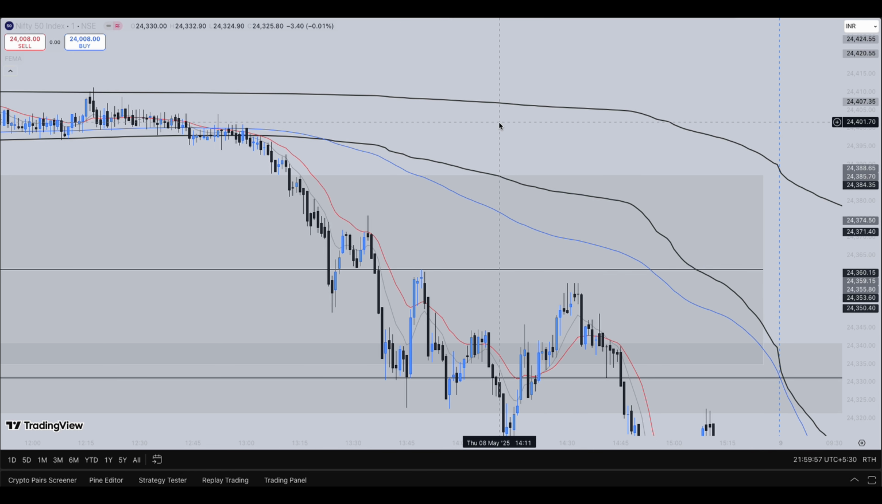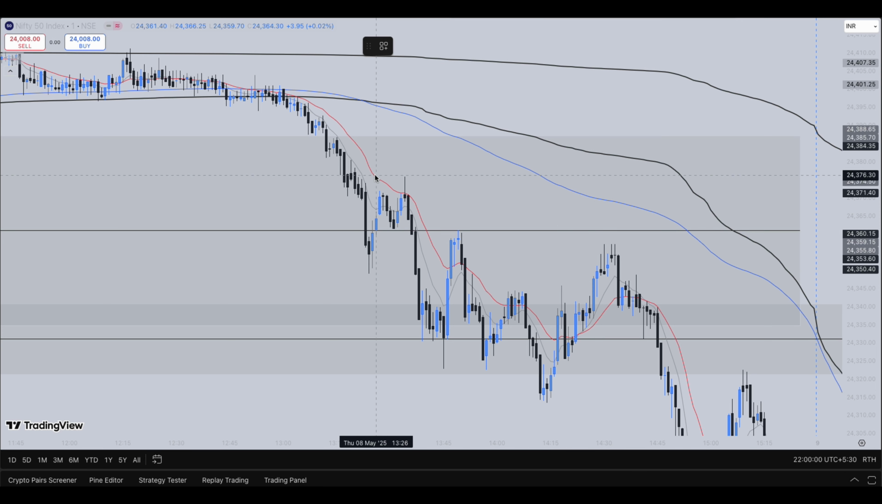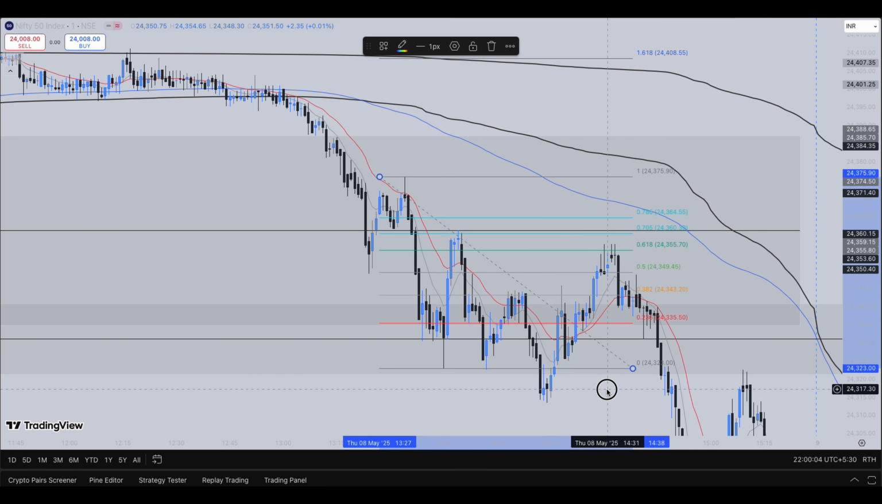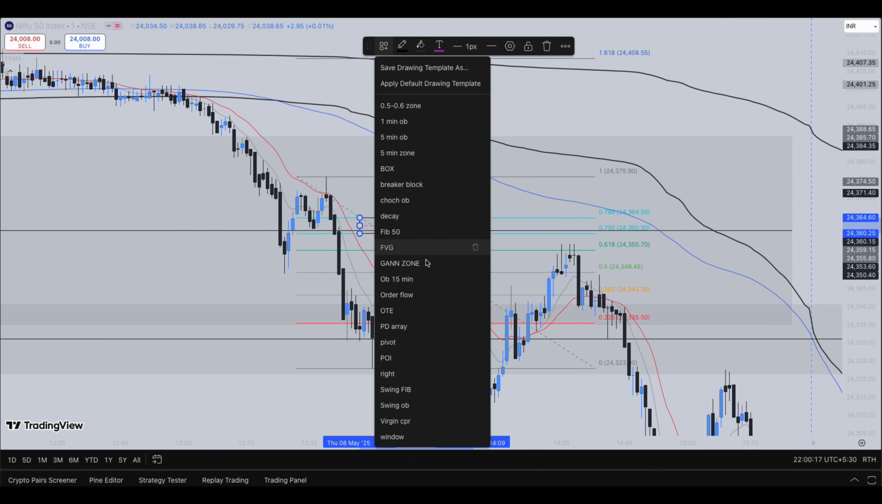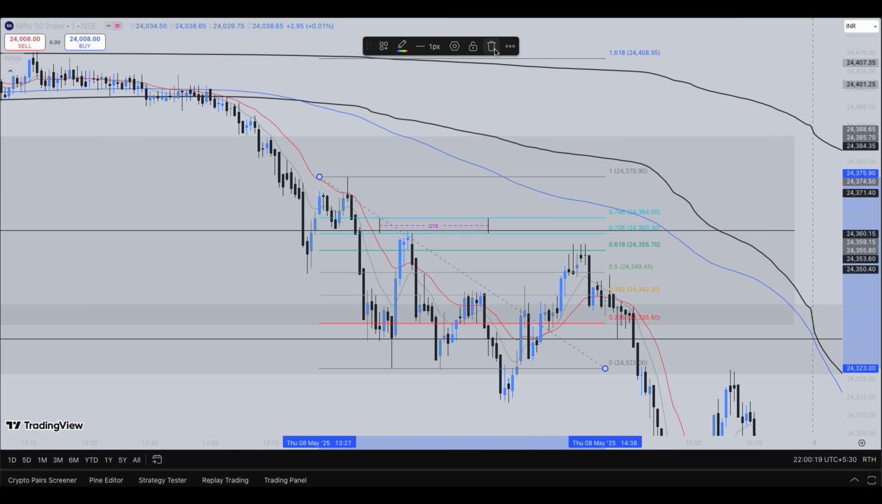So in case you missed out here, guys, what you could have done is, if you consider the high of this candle all the way to the low of this candle, you can see there is a fair value gap over here. Along with this fair value gap, there is an optimum trade entry zone, guys. You can see the market reaching all the way to this optimum trade entry zone.